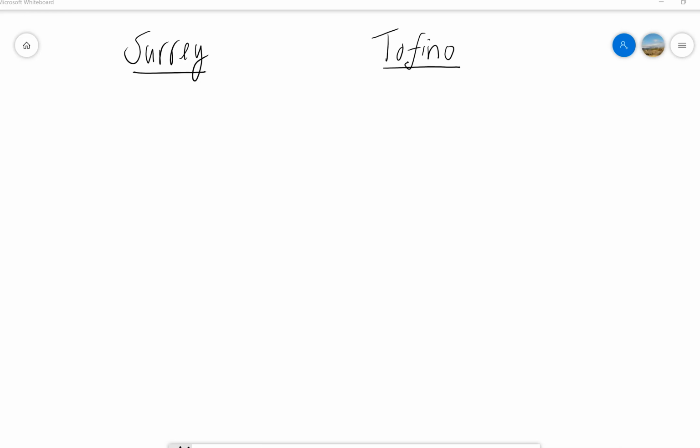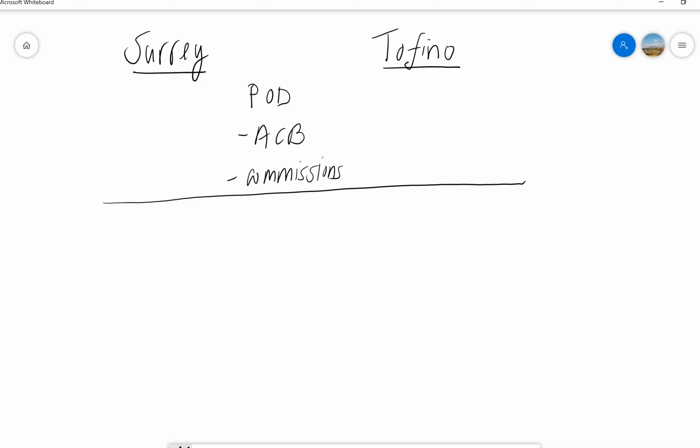Now, we know that both the Surrey and the Tofino properties were sold in 2019. So the first step is to calculate what is the capital gain. So we take our proceeds of disposition minus our adjusted cost base. And in some of the questions, they would have real estate commissions as well. In this particular question, there are no real estate commissions, but let's just put that there so we don't forget to include that if there were real estate commissions in a different problem.